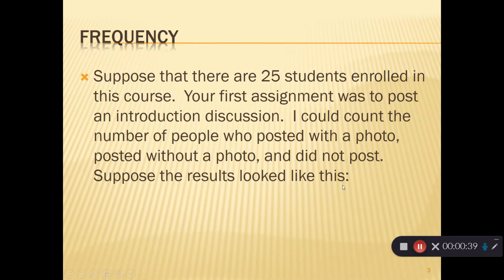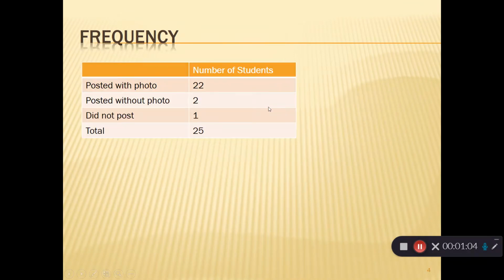Let's look at a simple example. Your initial discussion post in this course asked you to post an introduction. It also asked you to include a photo of yourself. Let's suppose that there are 25 people enrolled in this course, and that I went through and counted the number of people who posted with a photo, without a photo, and did not post at all. So, some hypothetical results. This would be an example of a frequency table. I counted the number of students who posted with, without, and did not post at all.